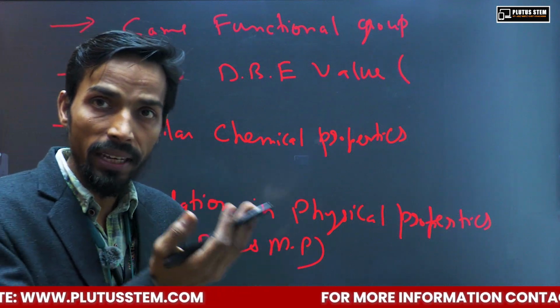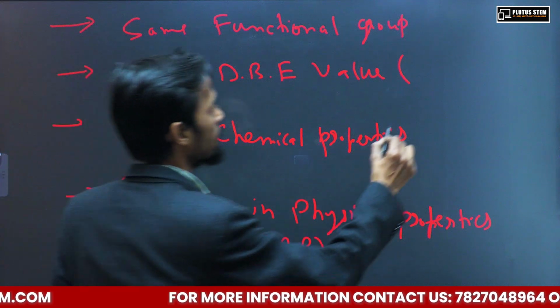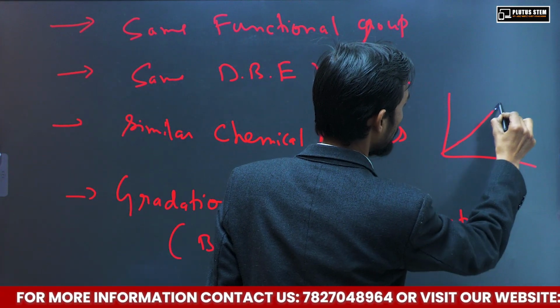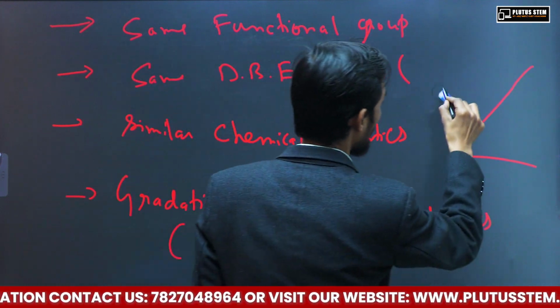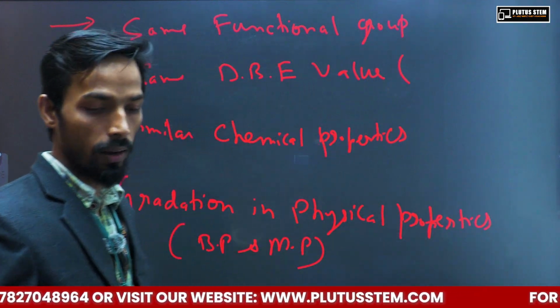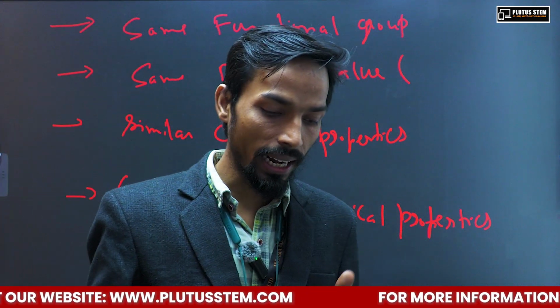There will be a gradation, which means if you have methane, the properties change like this: at ethane it will increase, at propane, butane, like this. So this is the gradation in physical properties. It will increase with the increase in the number of carbons in the chain. So this is how these groups and series keep increasing.